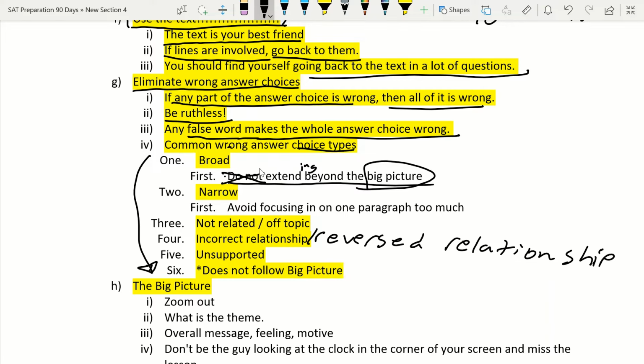All right. So beware of incorrect relationships and reversed relationships. Always make sure that your relationships, your correlations and causations, are accurate.